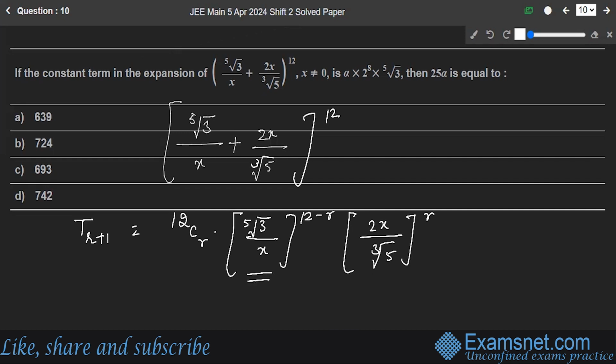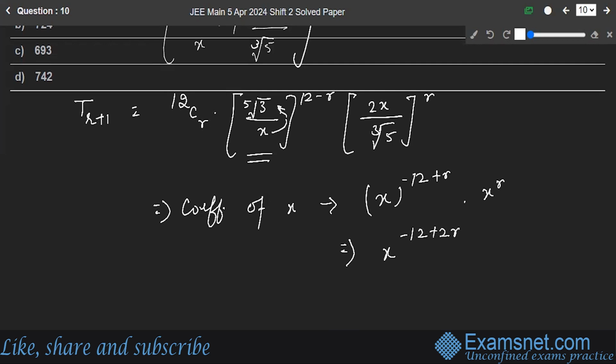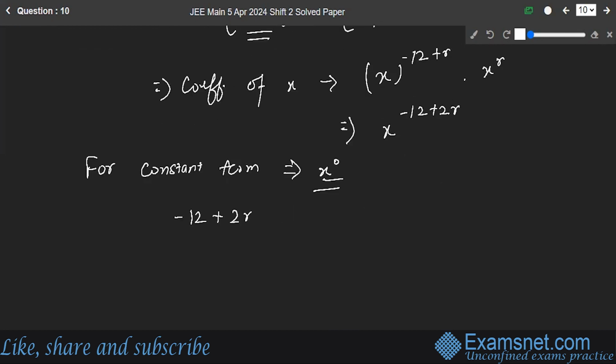Now, what is the coefficient of x over here? I'm ignoring everything else. I'm just talking about the power of x. Taking x in the numerator, this will be x raised to power minus 12 plus r, and this one will give me x raised to power r. So this is x raised to power minus 12 plus 2r. For the constant term, the x power should be 0, right? So that means minus 12 plus 2r is equal to 0, or r will be equal to 6.